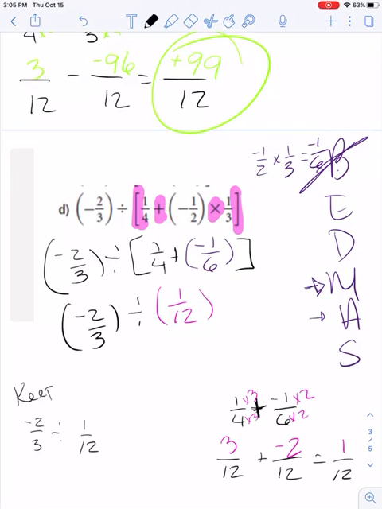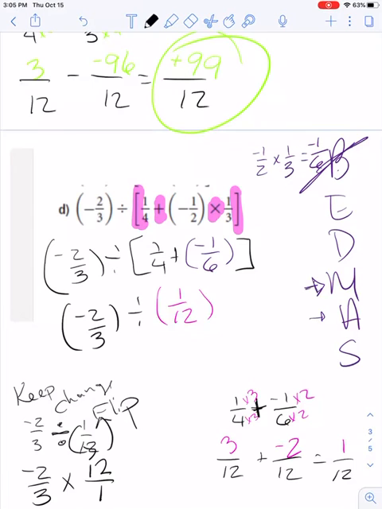Keep, change, flip. First one stays the same. We're changing our division for multiplication and flipping the last fraction. Negative 2 times 12 gives me negative 24, and 3 over 1 times 1 gives me 3, and we can simplify as negative 8.